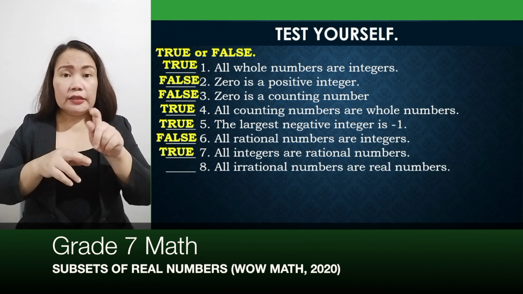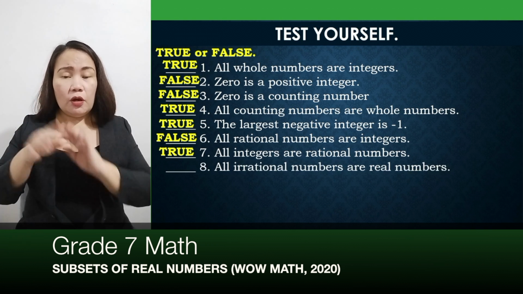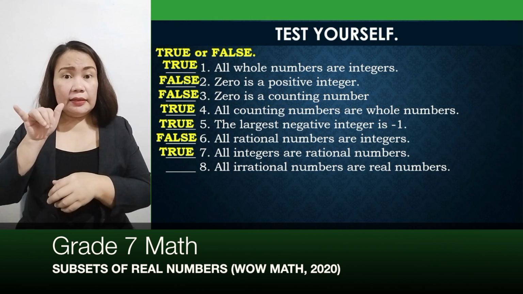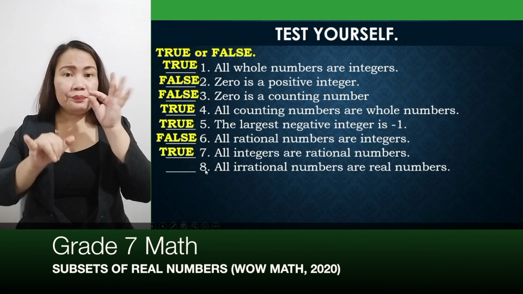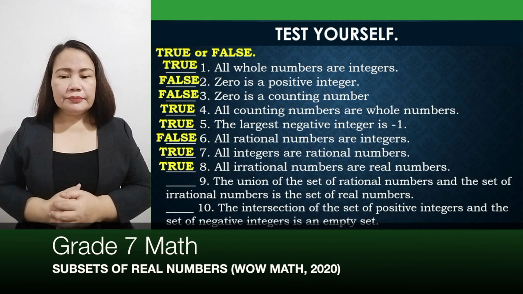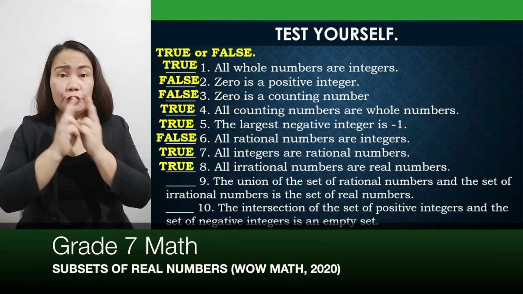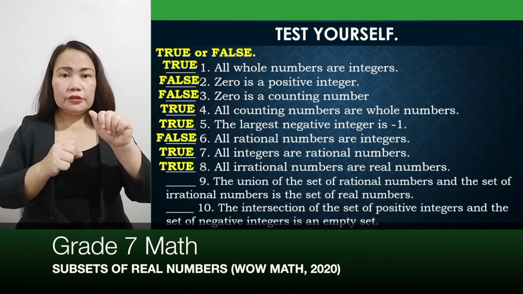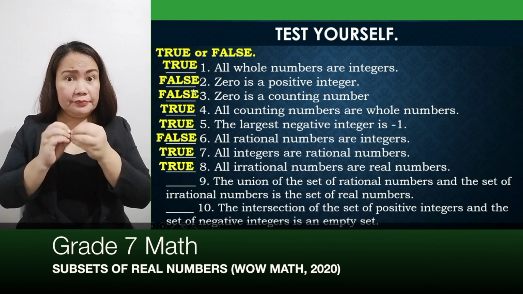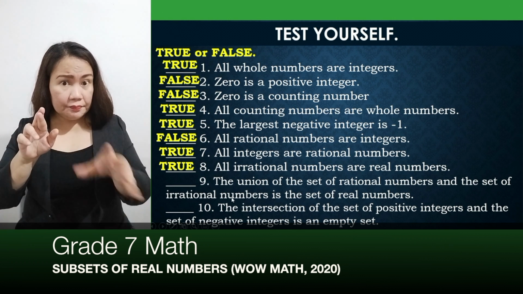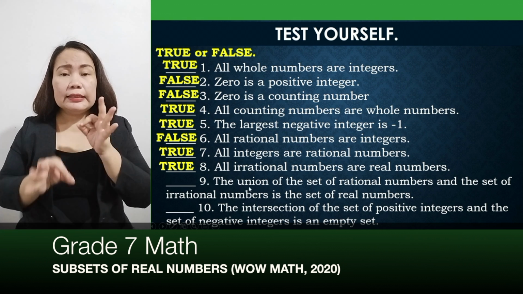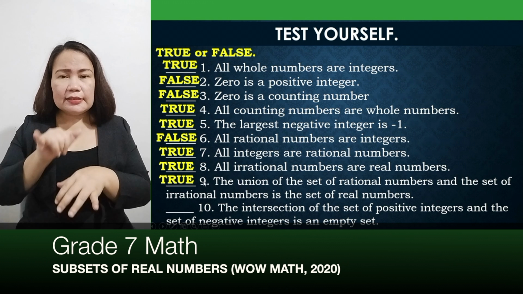Number 8, all irrational numbers are real numbers. Makikita ba natin si irrational number sa real number? Is it a subset? Yes. So, therefore, this is true. Okay, ayun. And then next, number 9, the union of the set of rational numbers and the set of irrational number is the set of real numbers. Pag pinagsama ba natin yung rational at irrational is real number? Okay, if we will try to get the combination, yes, that is the real number.